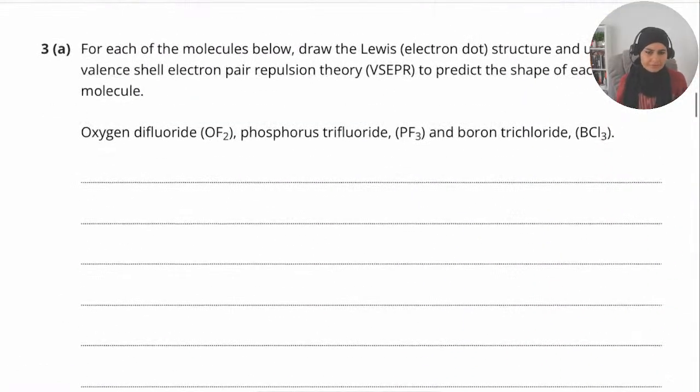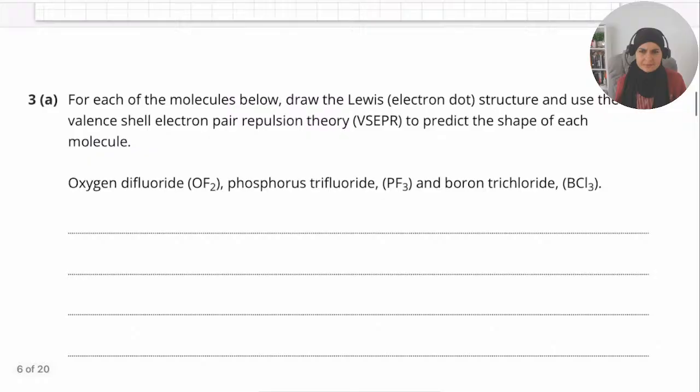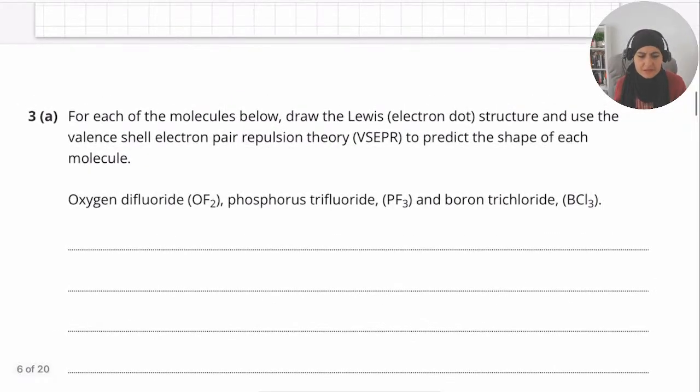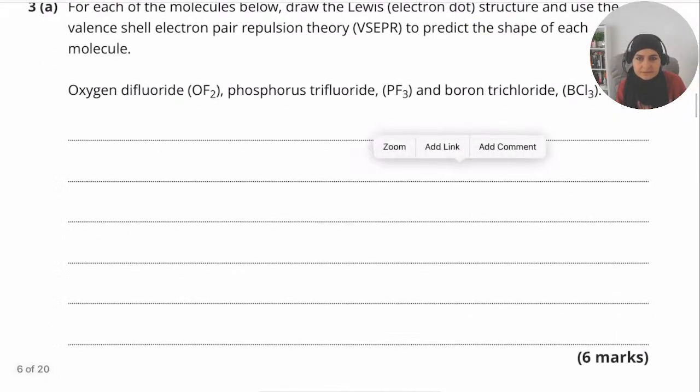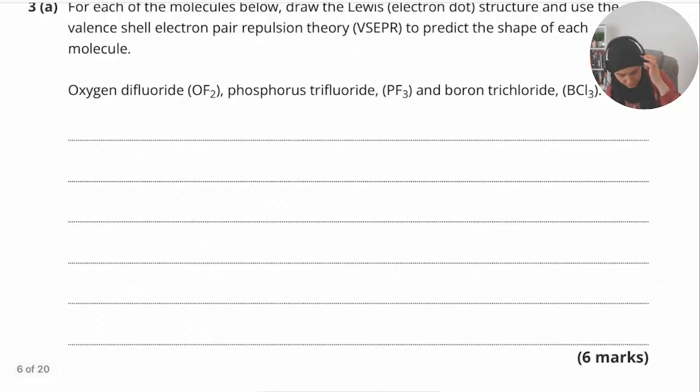We have a few minutes left. Maybe we start the next question, but then I will continue with this paper next time until we finish it. For each of the molecules below, draw the Lewis electron dot structure and use the valence shell electron pair repulsion theory to predict the shape of each molecule. So just Lewis structures and the shapes. Let's start. Oxygen difluoride.